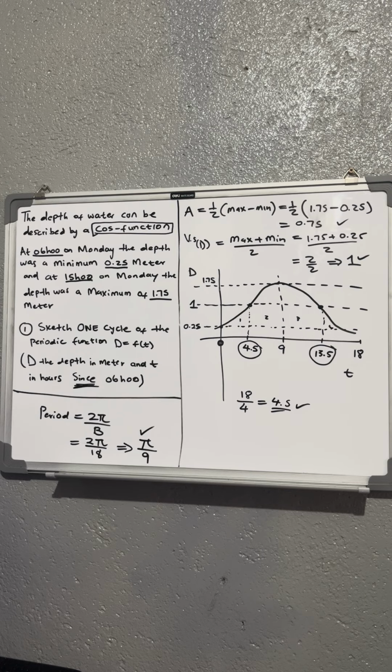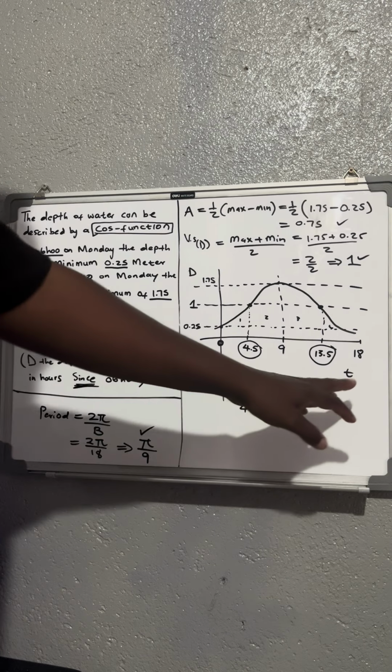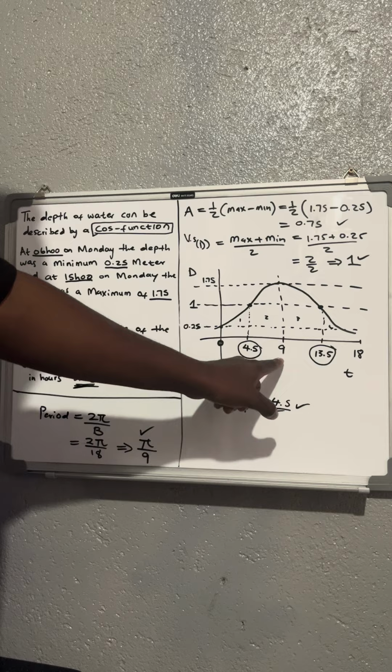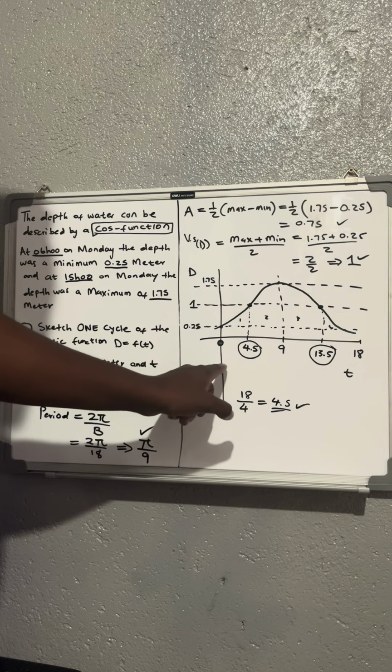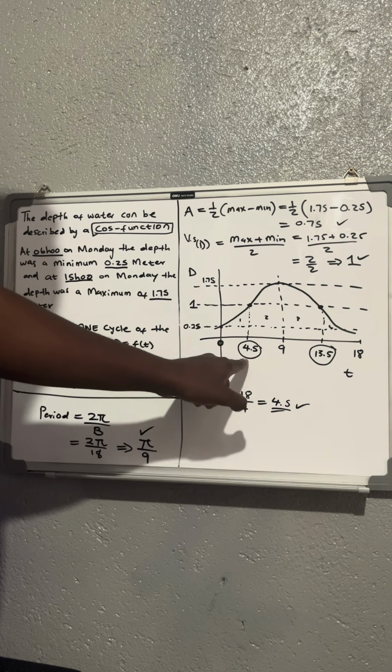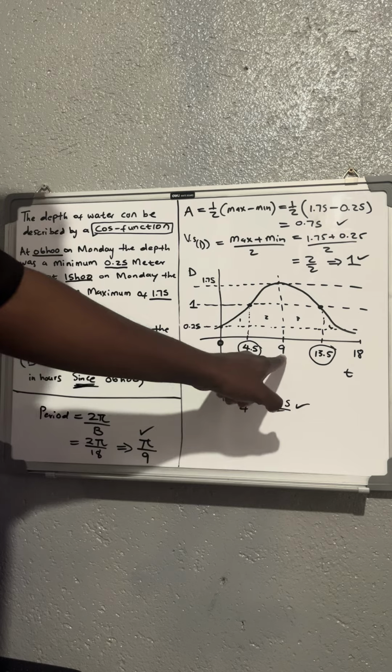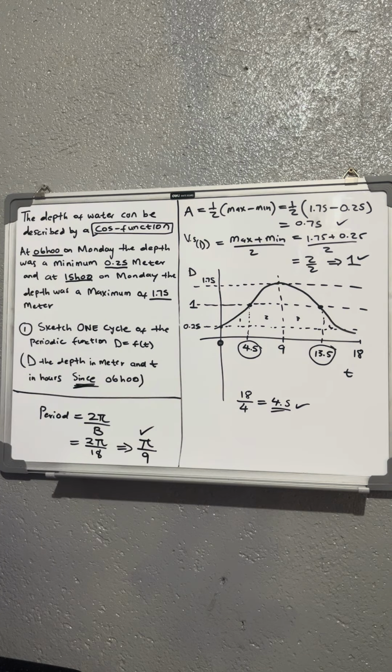So as I said, if you don't want to use this way, you will know that the distance between here and here is 9. In between, it means I must take my 9 and divide it by 2. Then that will give you the value in between. Okay, now you have your 4.5. You see?